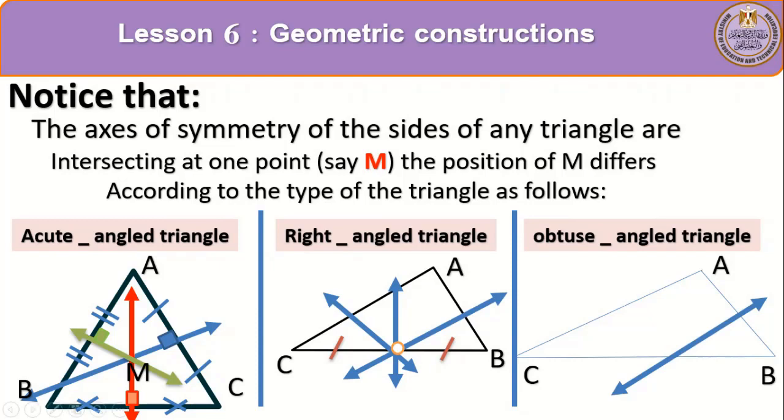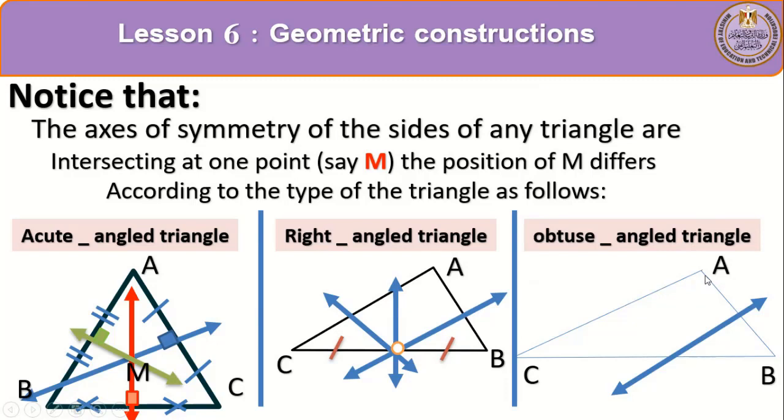I will start drawing the axis of symmetry in the same way I showed here and in the previous example of the line segment of 5 centimeters. I measure the length of AB, then open the compass greater than half AB, then stand at point A, draw an arc up and down, stand at point B, draw an arc up and down intersecting at two points, join between these points to draw the axis of symmetry of AB.